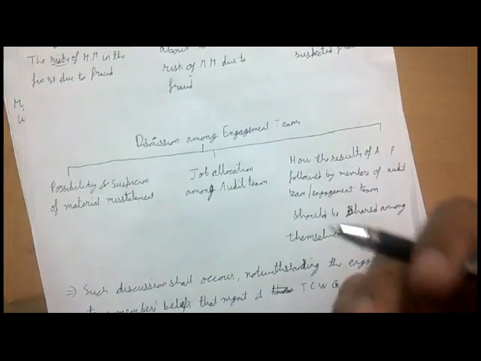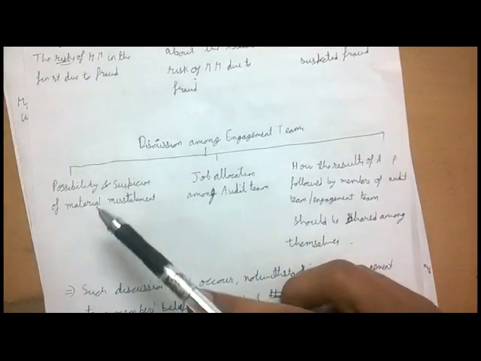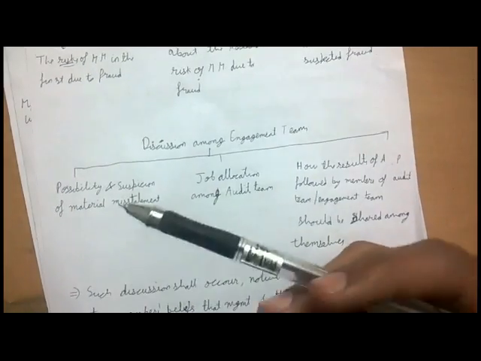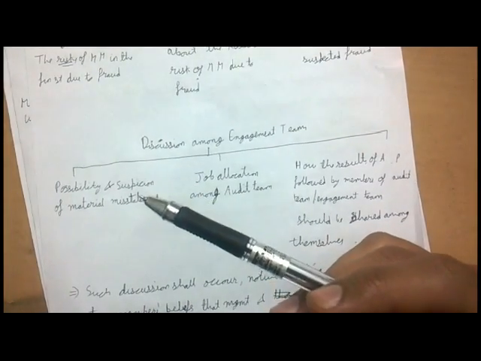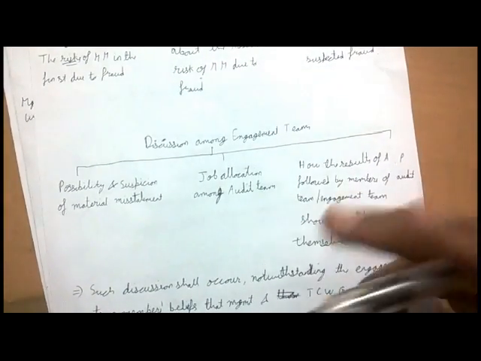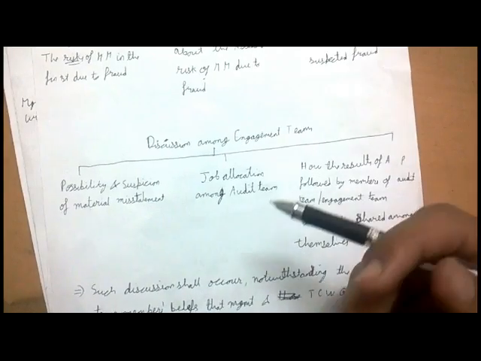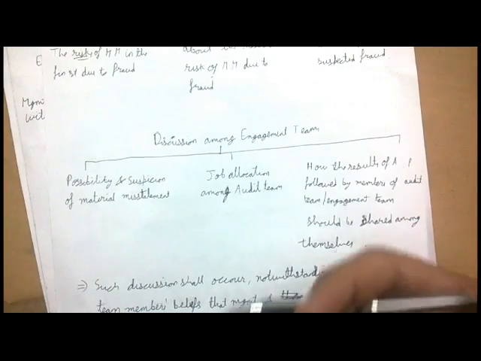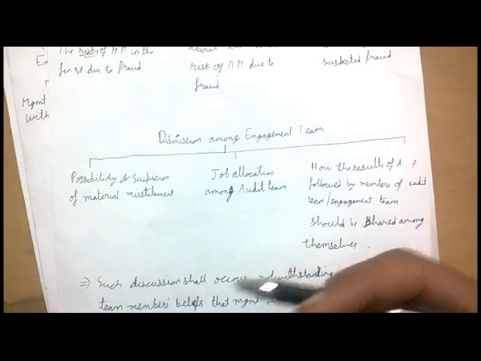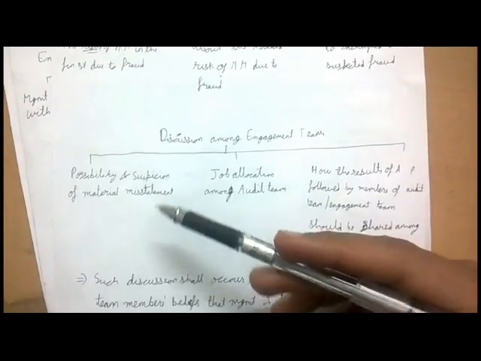So what are they going to discuss among themselves? They're going to discuss the possibility and suspicion of material misstatement. They will discuss whether a material misstatement is possible or not, because they have different roles in the engagement team. One is maybe preparing a bank reconciliation statement, another is vouching receipts, another is vouching sales, another is examining the purchases, etc. So they'll discuss among themselves the possibility of material misstatement in their respective areas.